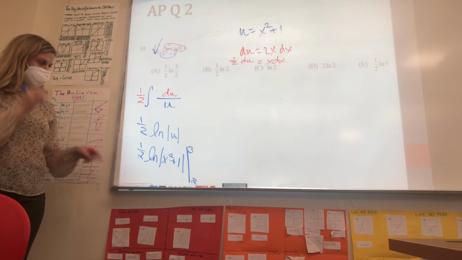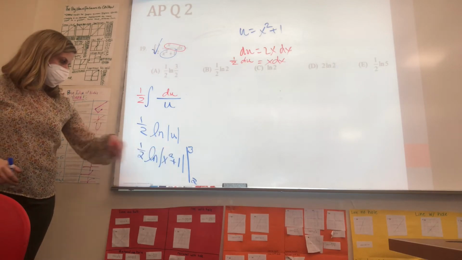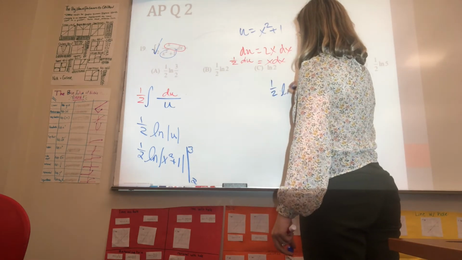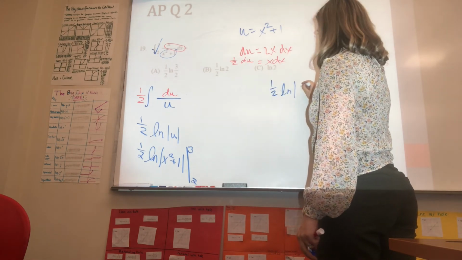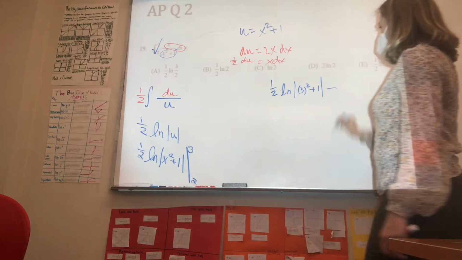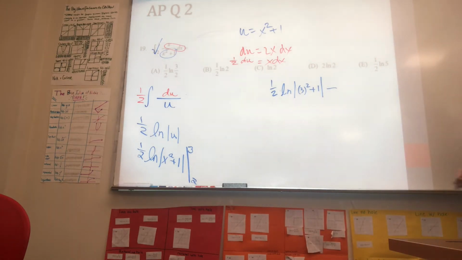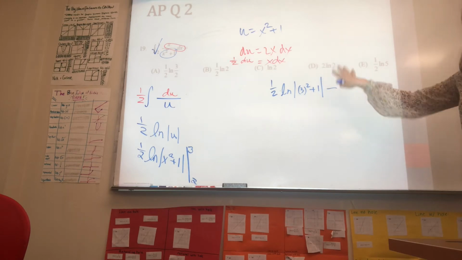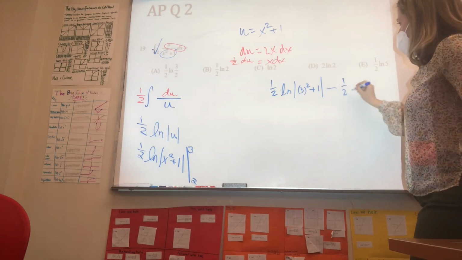All right, you ready to plug in? Which one do I plug in first, the top or the bottom? Bottom. Okay, so 1/2 ln of the absolute value of 3 squared plus 1 minus. No, you do the top first. Oh, excuse me, yeah. Plug in top minus substitute in bottom. Do you remember that? Substitute in top minus substitute in bottom.